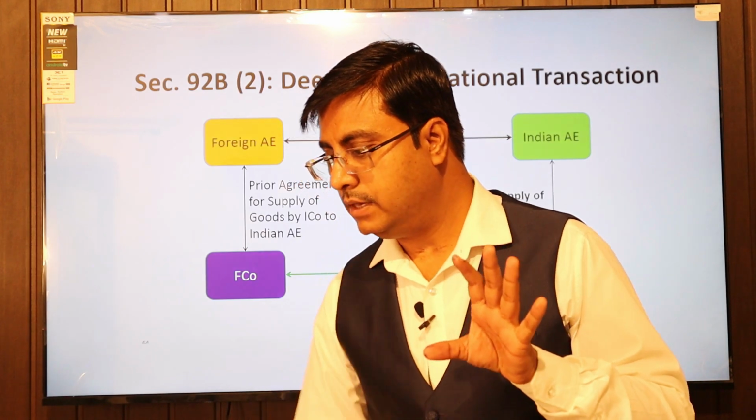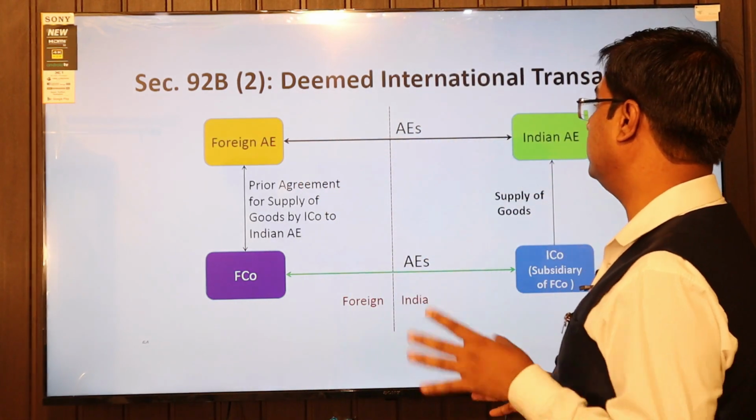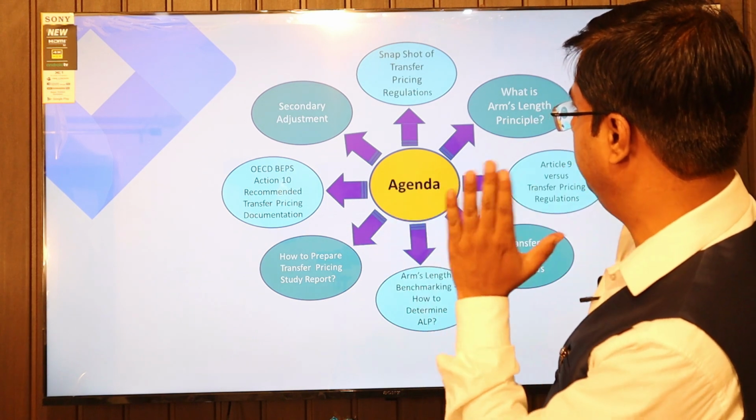This example is given in section 92B, subsection 2. So even though we are not dealing with the foreign company, we are dealing in India only. This is a foreign company, this is an Indian company. Maruti is purchasing from a local vendor, but Suzuki has an agreement with this foreign company. The foreign company has instructed that this product should be sold at this rate. So the TP provision is still applicable in this scenario also. So this is the whole picture.